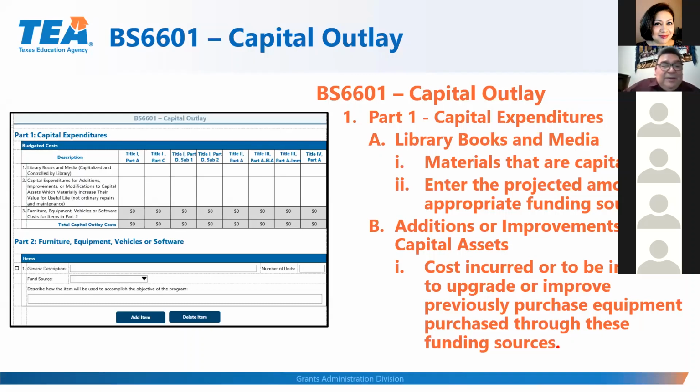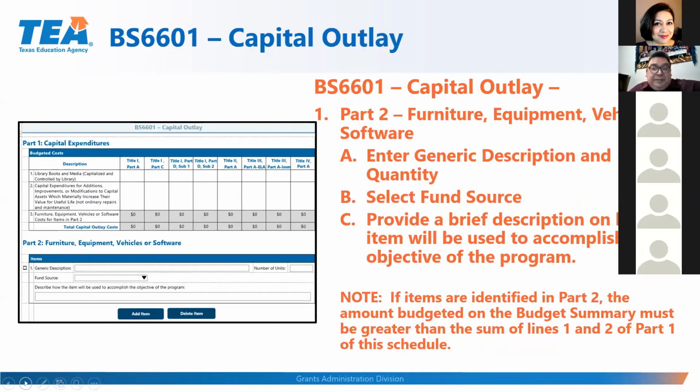So if you have anything, a dollar amount listed there for line 3, you would have to include a generic description of the equipment, the funding source, the number of units, and a description on how it's going to be accomplished. We are no longer asking for the campus numbers. We don't ask for dollar amounts, but we do need to know the number of units and a description. And it should be a generic description.